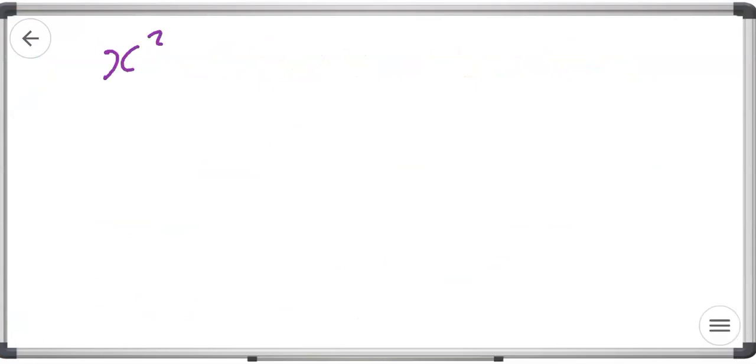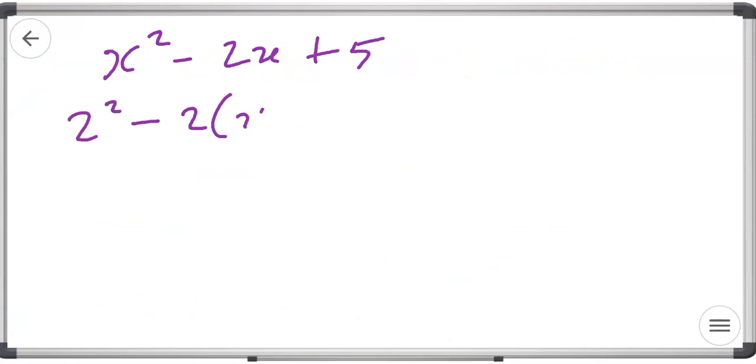So from here now, x squared. Instead of writing x squared, I'll be writing 2 squared, because we are told that x is raised to power 2, minus 2 of x plus 5. According to the limit, we're told that x is ranging to 2, x tends to 2. So from here now, we're writing 2 squared minus 2 into 2 plus 5.